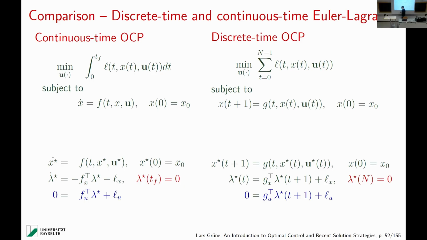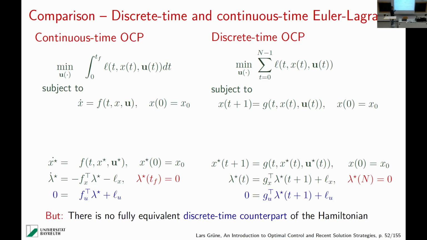You have the differential equation for the state. Here you have the difference equation for the state. You have the differential equation for the co-state. Here you have a difference equation for the co-state. And you have the stationarity condition, which also looks very similar, right? Here this has to hold for all t. This also has to hold for all t except for the first one. So it's really a very similar structure. The only thing is that in discrete time, it's not really easy to define a meaningful Hamiltonian. So this is something that we lose in discrete time, but otherwise it's a very parallel structure in continuous and discrete time.